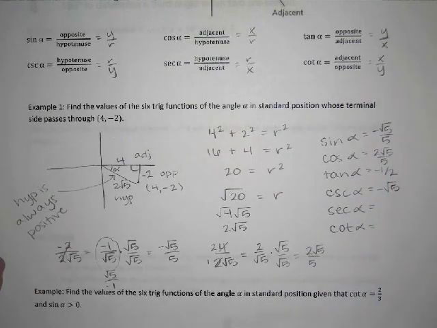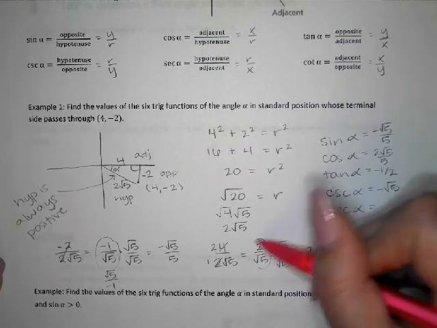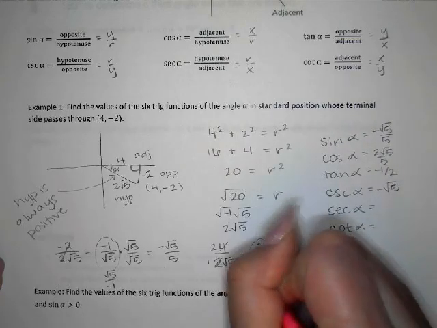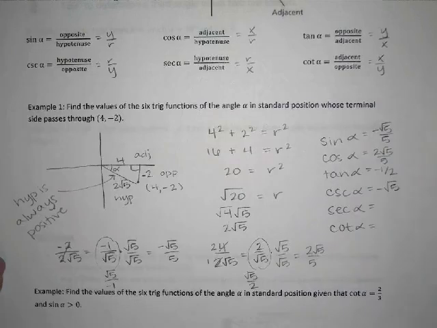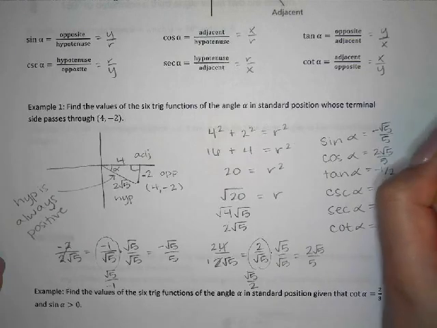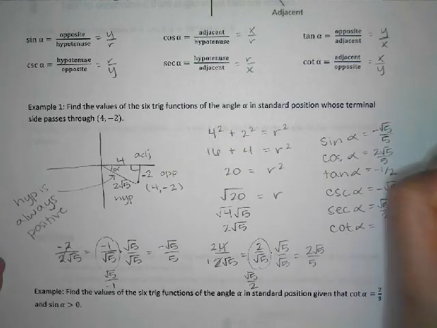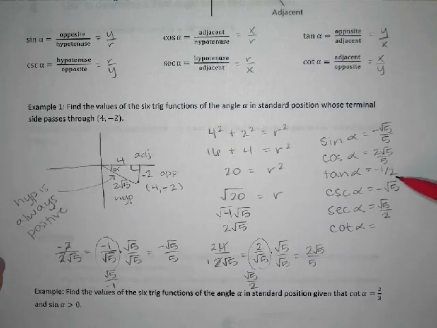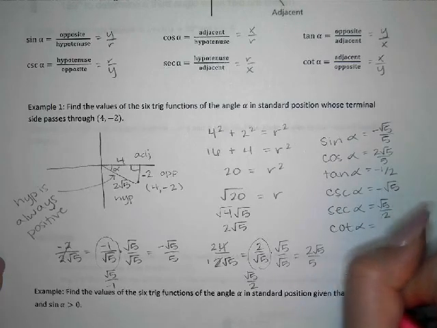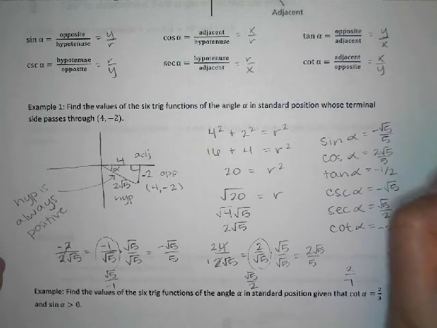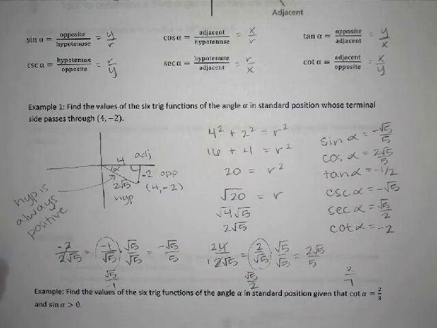For cos, I'll take the reciprocal of this version. So root 5 over 2 gives me secant. And then for tangent, I have 2 over -1, which is just the whole number -2. Okay, so there's my 6 trig ratios when they gave me a point to go through.